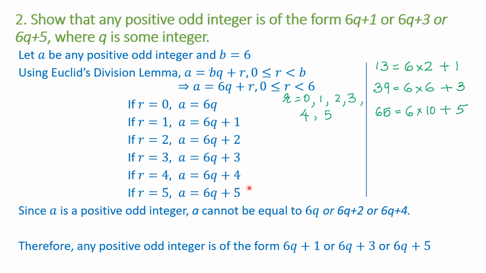So a is equal to 6q plus 5. But again, like in the previous question, since my a over here is a positive odd integer, it cannot be equal to 6q. It cannot be equal to 6q plus 2. It cannot be equal to 6q plus 4. This implies my positive odd integer, that is a, is of the form either 6q plus 1 or 6q plus 3 or 6q plus 5.